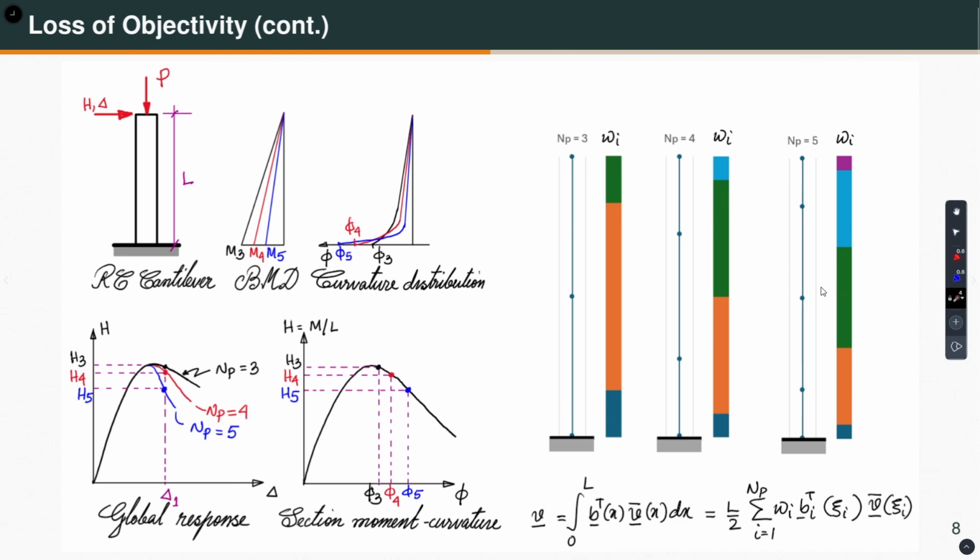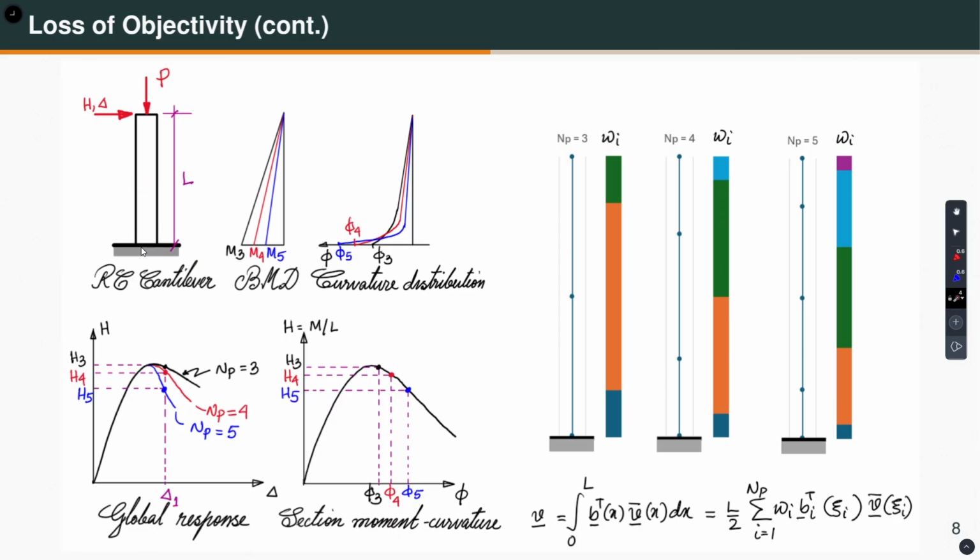So, what is going on? Let us try to understand, okay. So, let us say I draw the same cantilever here, okay, and let us say this is my section moment curvature response, okay. So, I am writing this moment divided by length, so that I can call this the horizontal load H, because H times L is my bending moment here, right. So, let us say this is the moment versus curvature response of the base section, and it is the same for all other section, because it is the same concrete and same reinforcement going all throughout the element, okay.